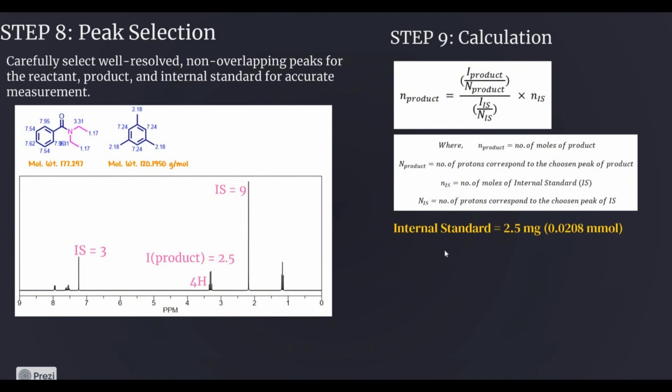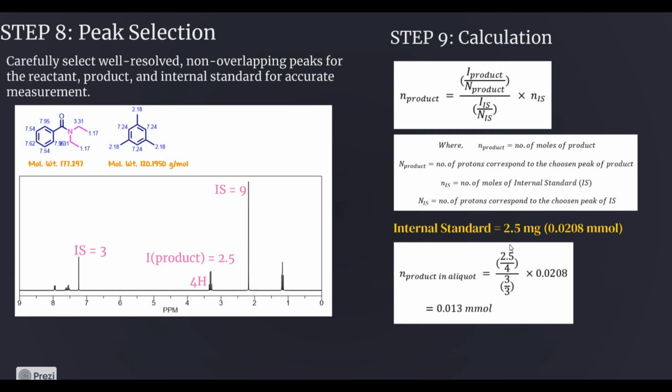And we know that the internal standard is 2.5 milligram, which corresponds to 0.0208 millimole. Now you can put these values: 2.5 divided by 4 because it corresponds to the 4 hydrogens, 3, as this internal standard integration is 3 and it corresponds to 3 hydrogens, and this is the millimoles of the internal standard. It is very important to note that we are getting the product millimoles in the aliquot, not of the whole crude mixture. Okay, so which is 0.013 millimole.